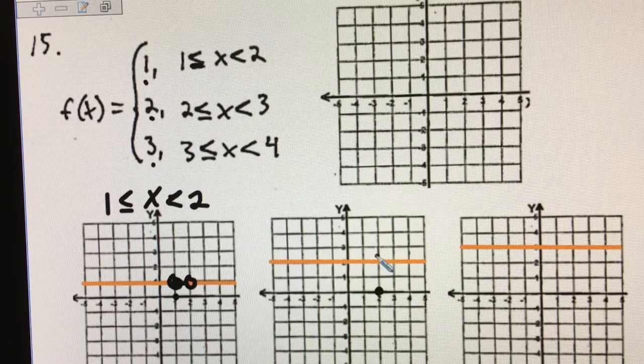Up there, closed circle. Has a line under it. It's between 2 and 3. Go to 3, open circle. No line under it. It's between them. I connect the dots between them.